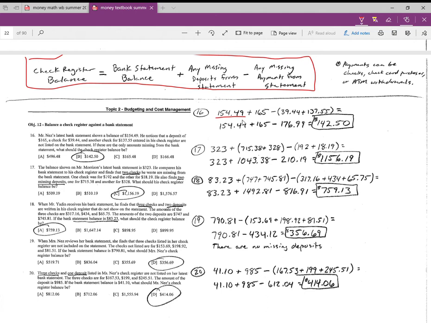So we're going to start with that number. Then we're going to add any missing deposits, meaning this money's going to come in and be in the bank soon. It said he had a missing deposit for 165, so we're going to add that. And then we're going to subtract any checks. So what I did here is I took the two checks that were missing and I added them together to get this amount. And then you can see we're going to subtract that amount.